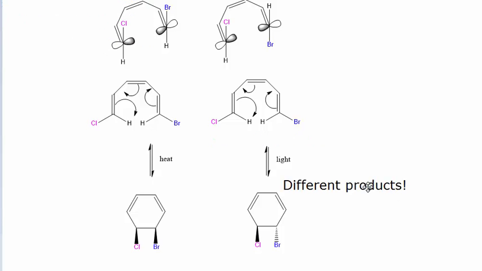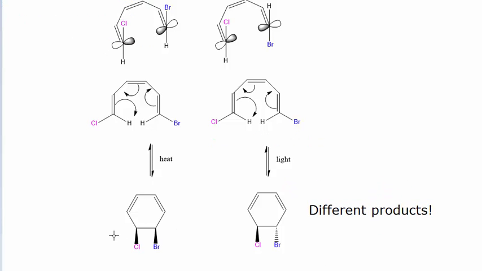So if you're looking for a product that has both of these on a wedge, or one on a wedge, one on a dash, you need to be careful about whether you're going to use heat or light to close the ring. Okay, so there is one more thing we should talk about that's going to simplify your life greatly.